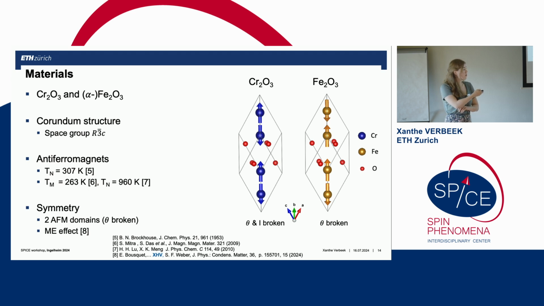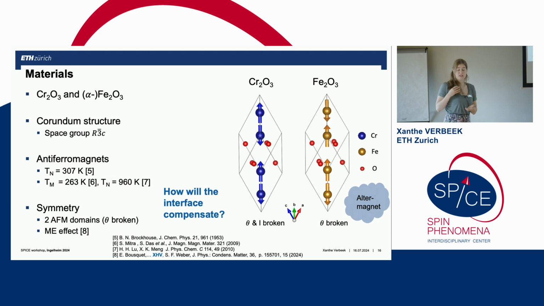The iron oxide compound in this low temperature phase is actually an altermagnet, showing this interesting spin splitting across momentum space in the absence of spin-orbit coupling. And now the question is, if we interface these two materials, how will the interface compensate for the change in order and also the change in properties of these two materials?